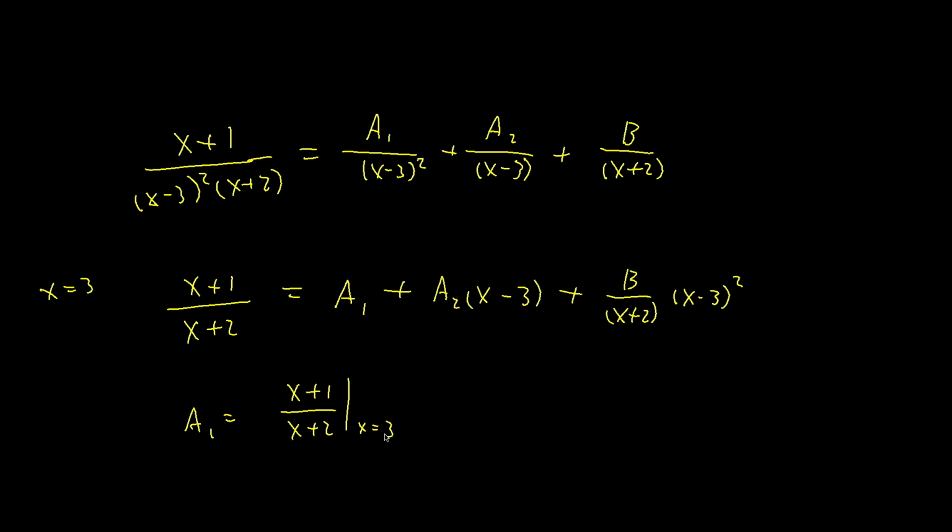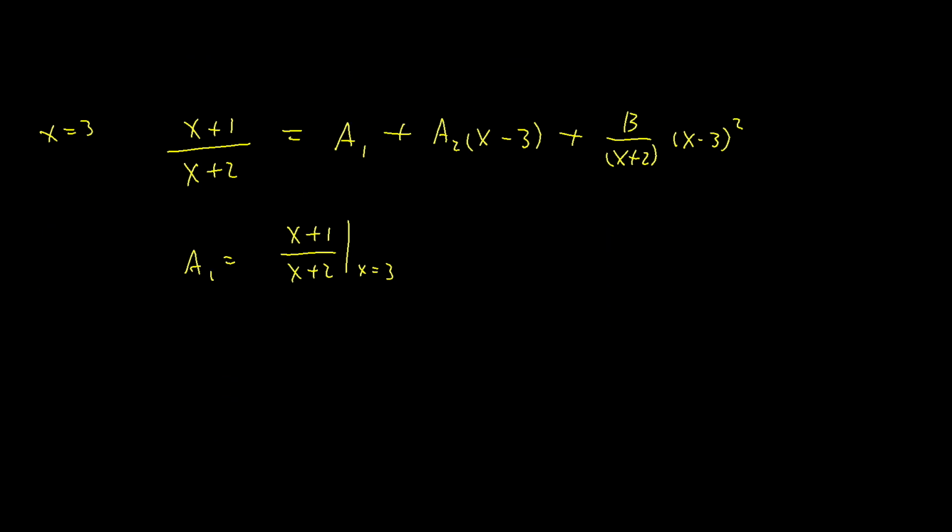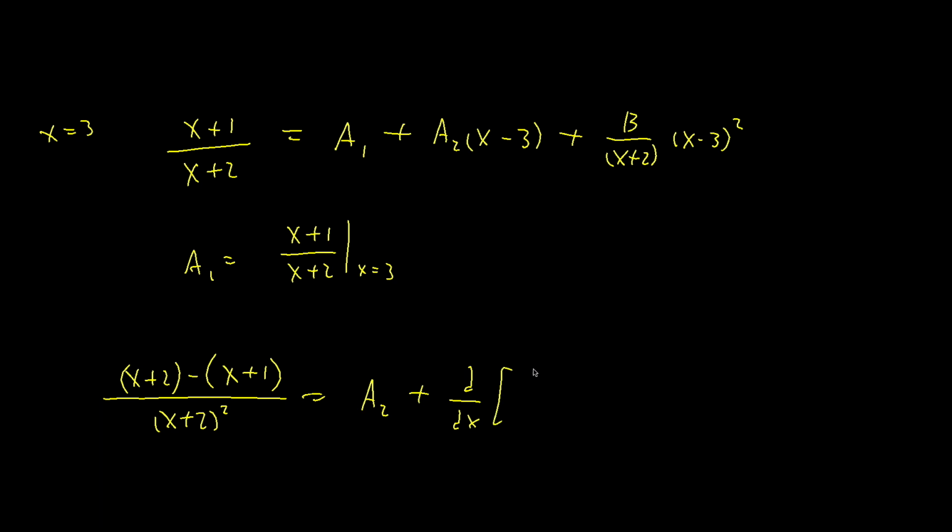Alright, but now let's try to solve for a2. So I'm going to do something a little different. I'm going to take the derivative of both sides. So when we take the derivative of the left side, we get that there. And we take the derivative of a1, that's a constant, so that becomes 0. You take the derivative of this, you get a2. And then I'm just going to leave this in derivative form.